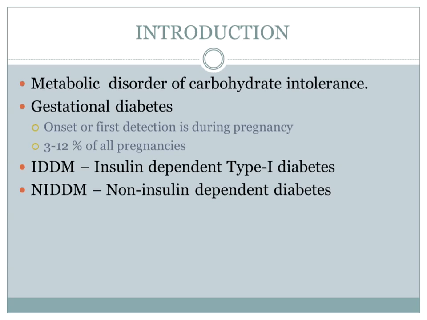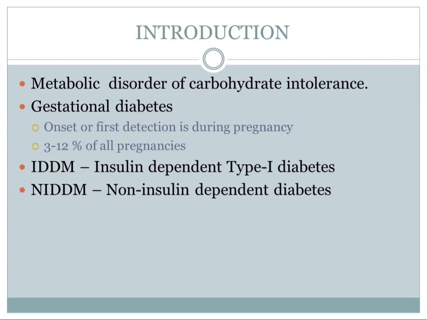Type 2 diabetes is where the patient is an older patient, an obese patient, the hyperglycemia and hypoglycemia episodes are fewer, complications are also fewer, and the patient can be treated with oral hypoglycemic agents. So that is the basic difference between type 1 and type 2 in pre-gestational diabetes. Now, gestational diabetes is where the hyperglycemia is detected for the first time in pregnancy.